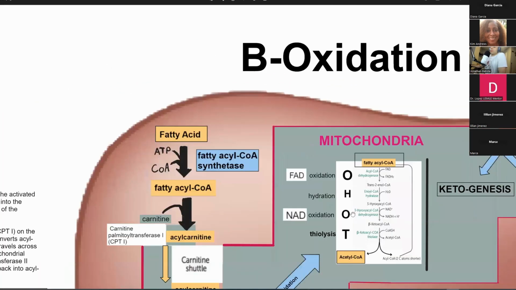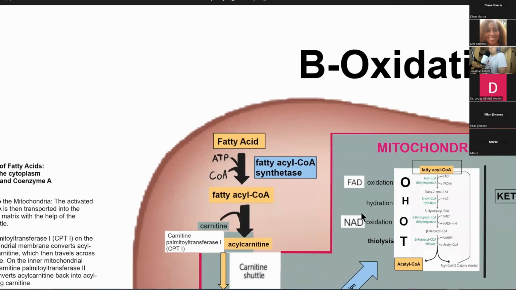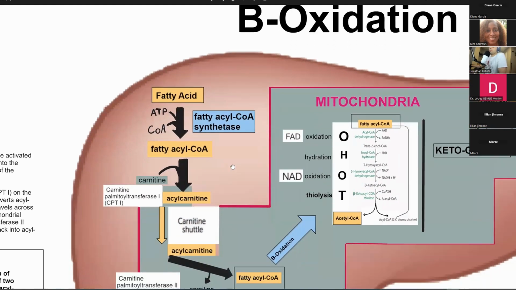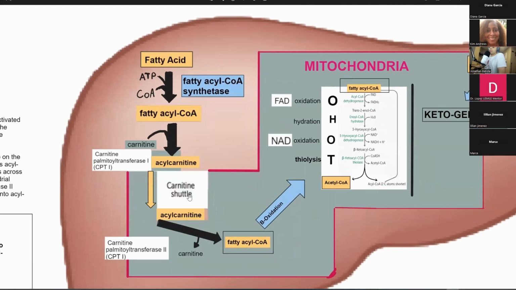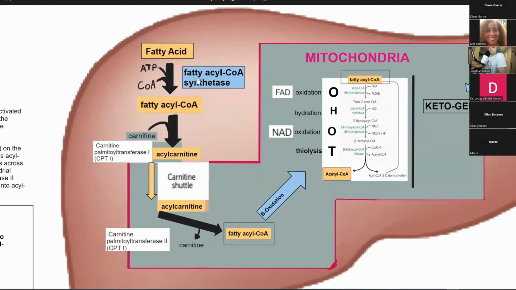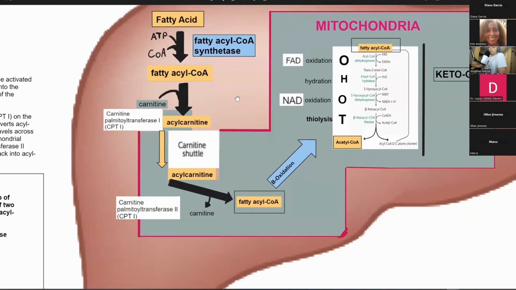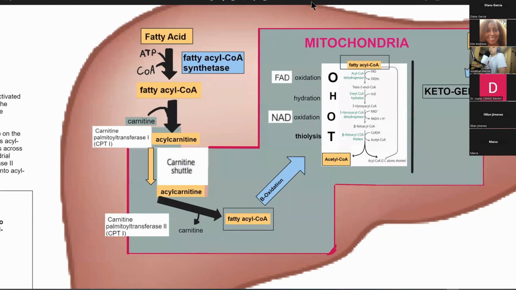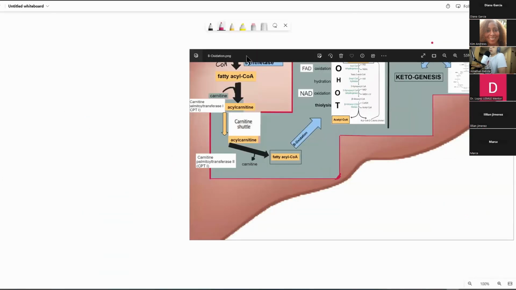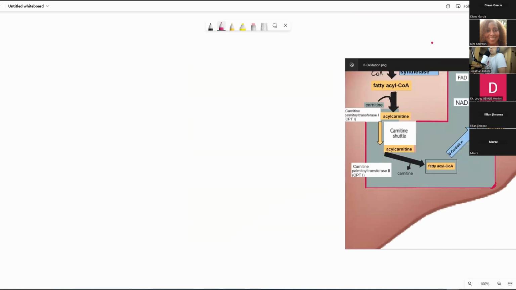All right, so we're at the part where fatty acid made its way inside. Fatty acid was able to enter the liver. Now, you have to activate your fatty acid in order for it to enter the mitochondria. In order for it to be broken down, it needs to be activated. That's the first enzyme that we see here, fatty acyl-CoA synthetase. So yes, this will then become fatty acyl-CoA. Now, this is a good point for us to talk about something very important. These fatty acids have different sizes. They can be short chain, medium chain, long chain, or very long chain.